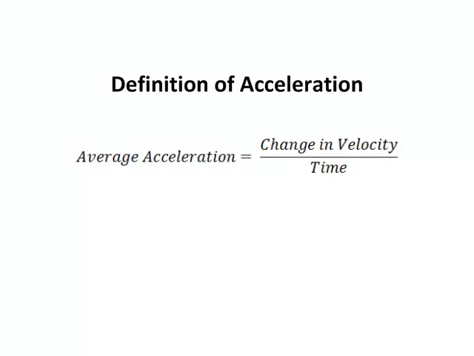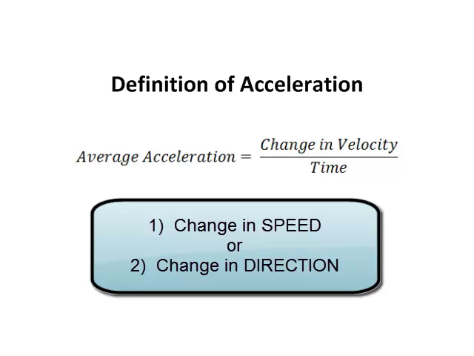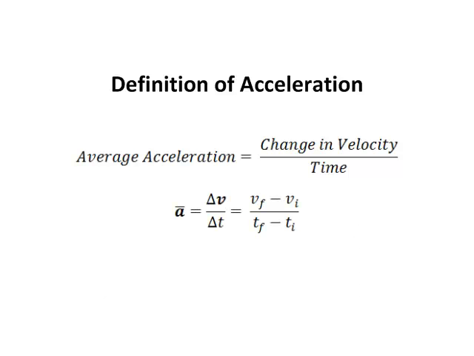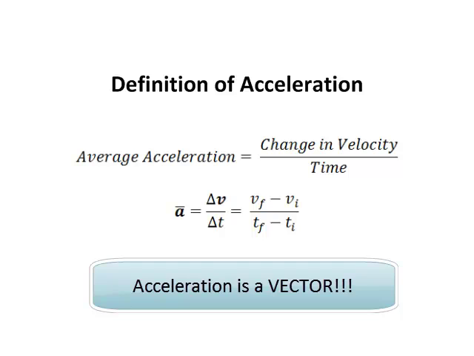Let's define acceleration. Average acceleration is equal to the change in velocity over change in time. Note, this can be because of a change in speed or a change in direction. Here is the equation. a is delta v over delta t. This is a note card equation. You should write it down.